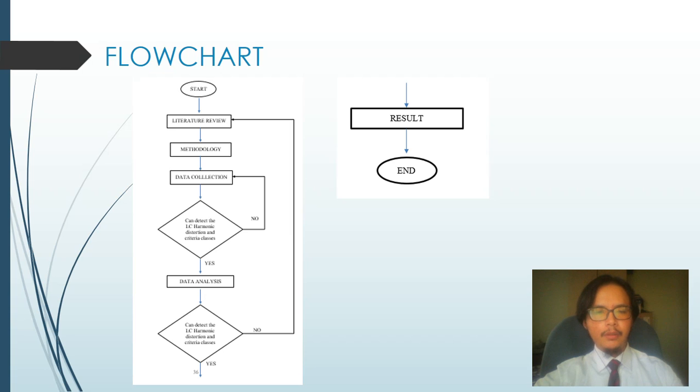and then from data analysis we go to another process which is to detect the leakage current, harmonic content, and criteria classes. If no, the process will return to literature review, and if yes, the process will go to the result, and then we finish the process.